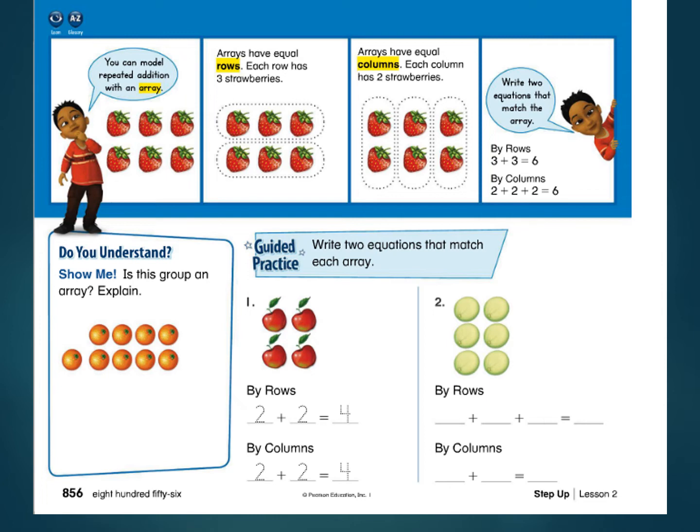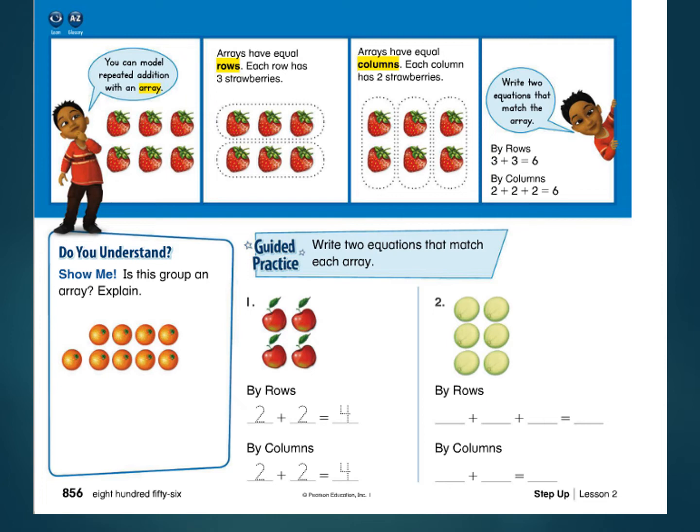How many items can you see here? Let's do by rows first. How many rows are there? There are 2 rows. Each row has 2 items. So 2 plus 2 equal 4. And now by columns. How many columns are there? 2 columns. Each column has also 2 apples. So 2 plus 2 equal 4.